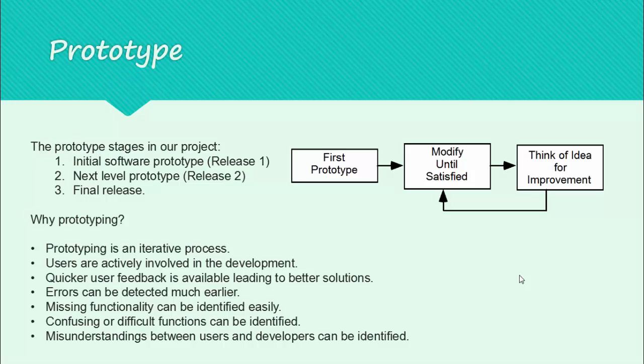So why do we do the prototyping? Because it's an iterative process. Users are actively involved in the development. Quicker user feedback is available, leading to better solutions. Errors can be detected much earlier. Missing functionality can be identified easily. Confusing or difficult functions can be identified as well, and misunderstandings between users and developers can be identified.